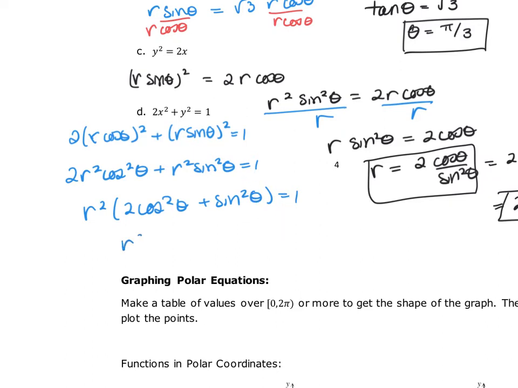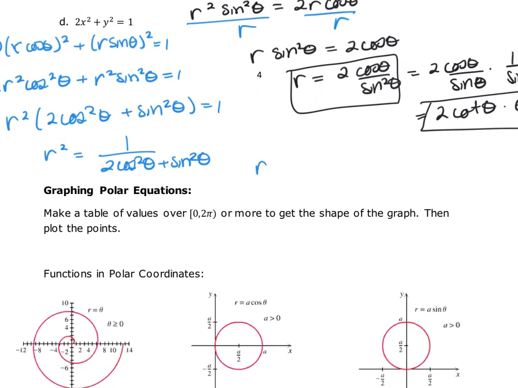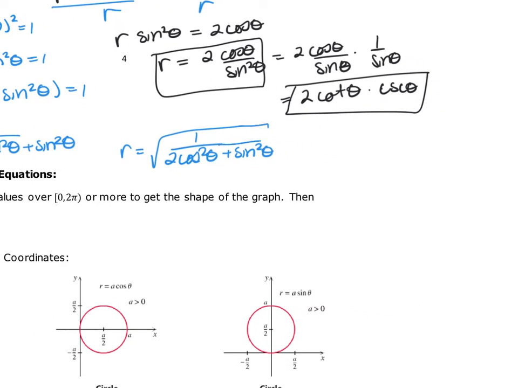So then I'm going to have r squared is equal to 1 over 2 the cosine squared theta plus the sine squared theta. Now remember, my goal is to set r equal to, so I'm going to take the square root. So r is equal to the square root of 1 over 2 the cosine squared theta plus the sine squared theta. Now, I know that I can replace sine squared with 1 minus the cosine squared theta. So let's do that replacement and see if it helps at all.